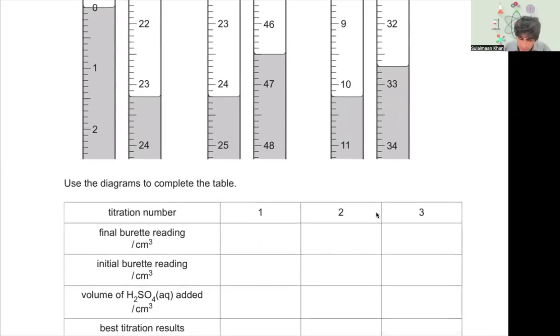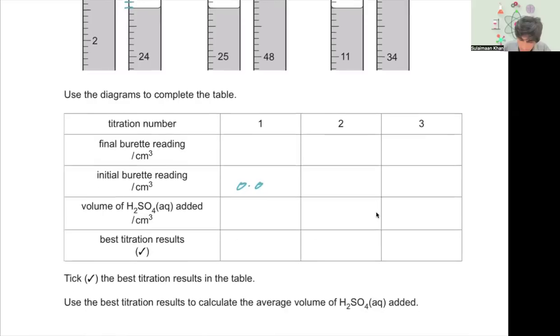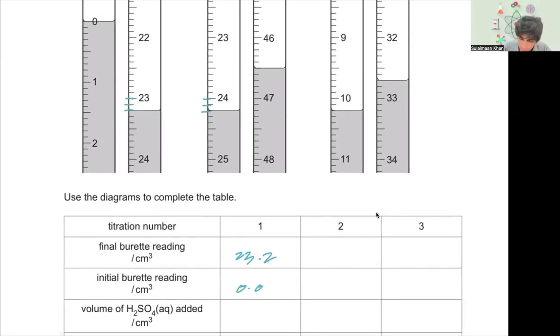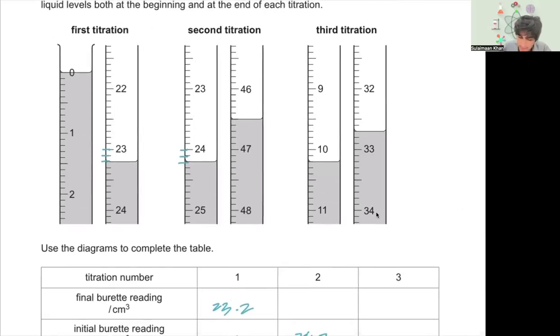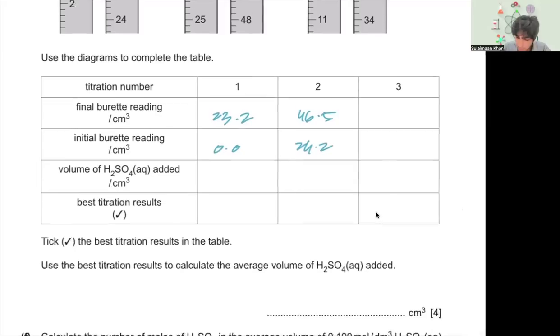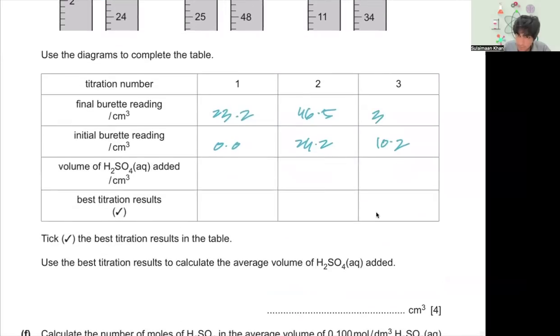Okay, so for the first titration, what is the initial burette reading? 0.0 right here, and then 23, 23.1, 23.2, that's 23.2, and let's just figure out these first. 24, 24.1, 24.2, that's the initial one. 24.2, yes. And the final is 46, 46.1, 2, 3, 4, 5, 46.5. And then this one is 10, 10.1, 10.2. And then 32, 32.1, 2, 3, 4, 5, 6, 7. 32.7. It's 0.7, not 0.8. It's 0.7, friend, not 0.8.